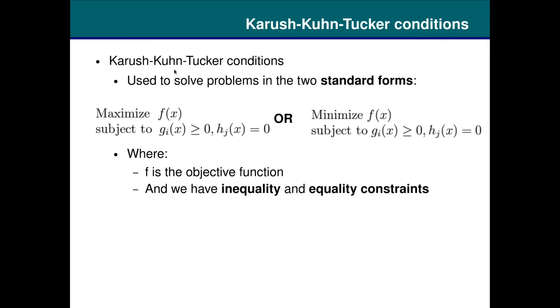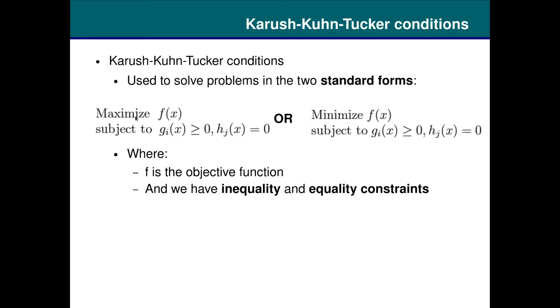Just a very nice example to approach the Karush-Kuhn-Tucker conditions. It is used to solve problems in two standard forms. This means that if my problem is not in this or this standard form, I can adapt my problem to make it like this or like this. It is not that difficult. We can just build up those standard forms. We're going to see that, I think in this video probably.